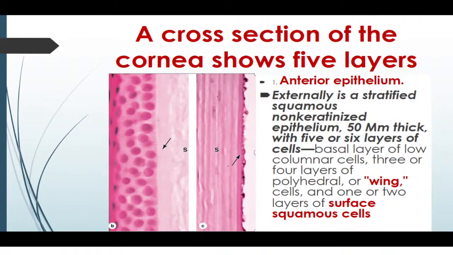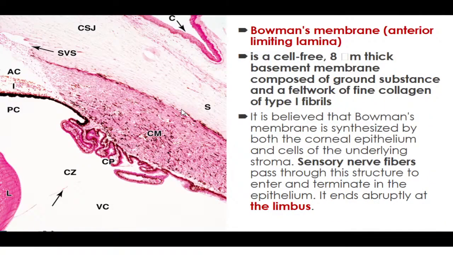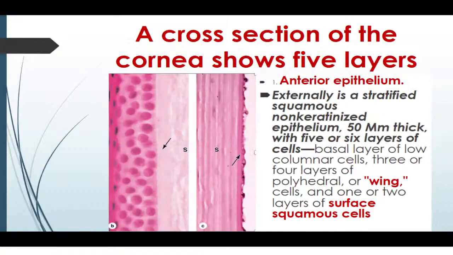Okay, a cross-section of the cornea shows the 5 layers. Anterior epithelium, again, this one is the anterior epithelium. Externally, the stratified squamous non-keratinized epithelium, 50 micrometers thick, with 5 or 6 layers of cells. Basal layer of low columnar cells, 3 or 4 layers of polyhedral and winged cells, with the name winged cells, and the other 2 layers are surface squamous cells, outermost.